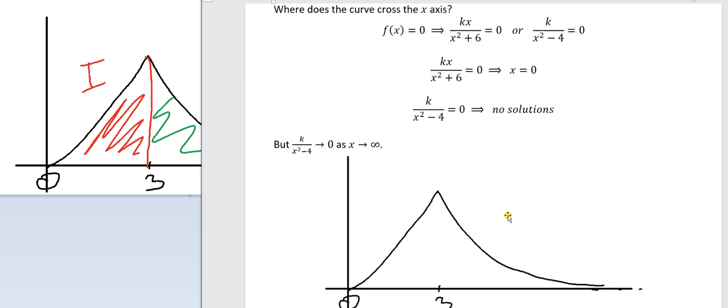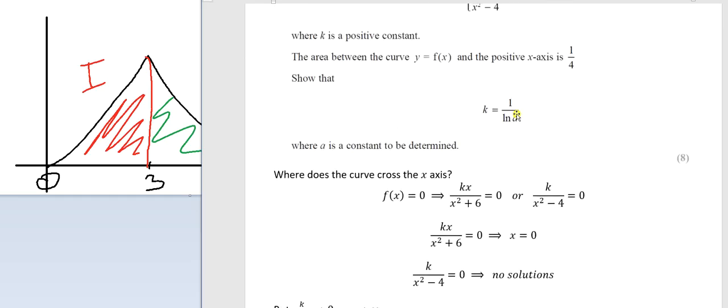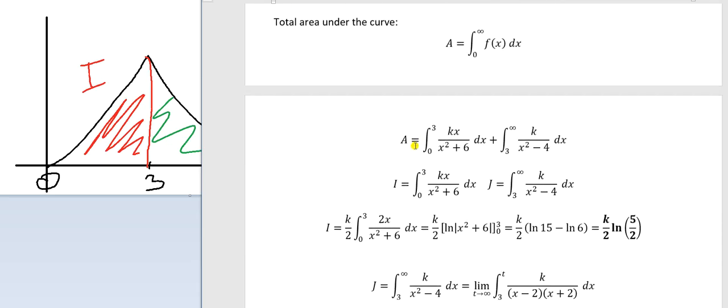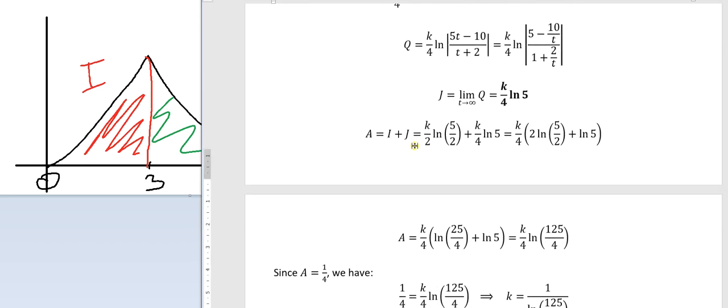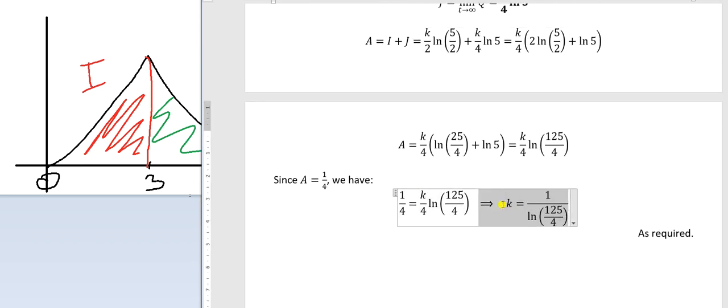So let's double check the question, make sure we've answered what was asked. k equals 1 over ln a, where a is a constant to be determined. They're not giving us any clues about the value of a, but the fact that we have 1 over ln of something is a pretty good sign. So it looks like we found the value of k.